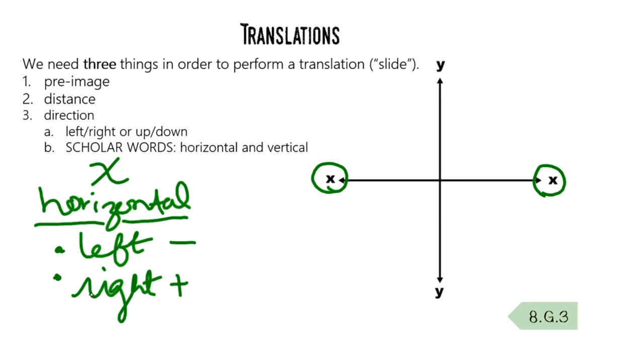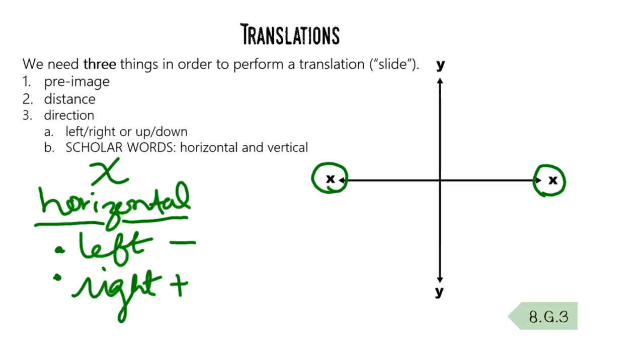If I need to move my pre-image to the right, translate it or slide it to the right, all of my x coordinates are going to have something added onto them, and that will take my shape and move it, slide it, translate it over to the right.